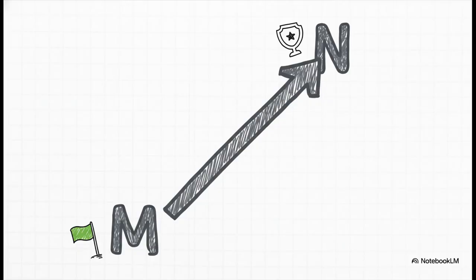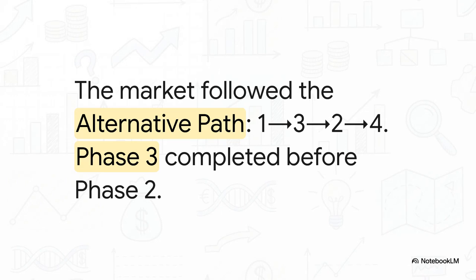So, just to recap that journey, the position was first opened at the primary entry point, the M level. Then the price moved all the way up to hit that safe exit target at the N level, and that marks the successful completion of phase 3. Now, this is a really key detail in the documentation. The market actually followed what the method refers to as an alternative path. The main takeaway is that phase 3 was completed before phase 2 was even triggered. This is a perfect illustration of that 1, then 3, then 2, then 4 sequence in action.